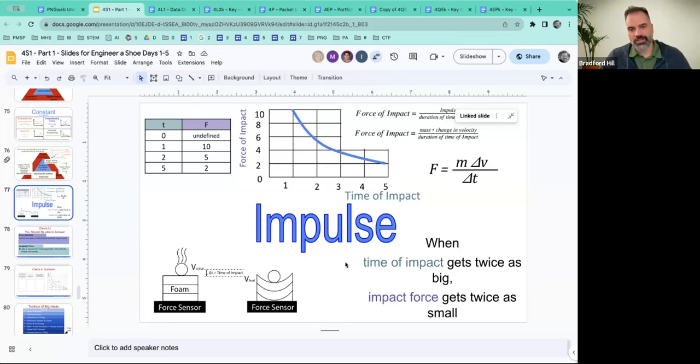All right, so that is a key lab here that does a big lift, and no surprise that when the time of impact gets twice as big, the impact force gets twice as small. Excellent. With that, I'll hand it over to Matt to just give some other closing comments about this experiment.